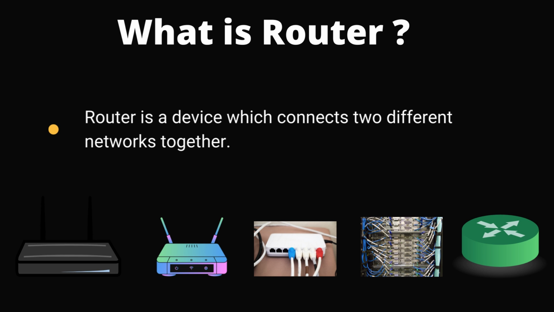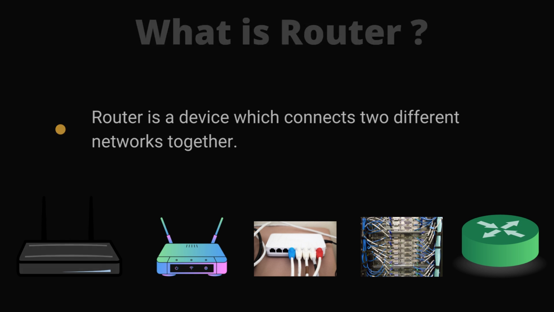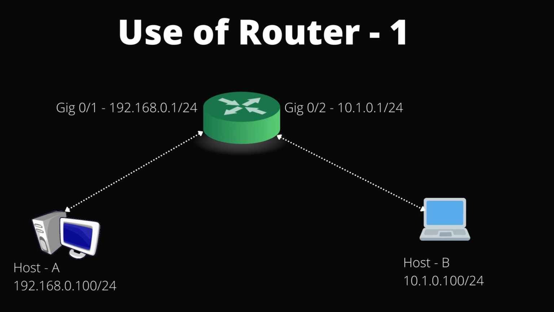So how exactly do we use this router? What does it mean, two different networks? So you can see there are two different networks right here as an example. You can see host A having 192.168.0.100/24. So this is one network, and host B sits in a different network, right? 10.1.0.100. So that's the IP of the machine, and it's two totally different networks.